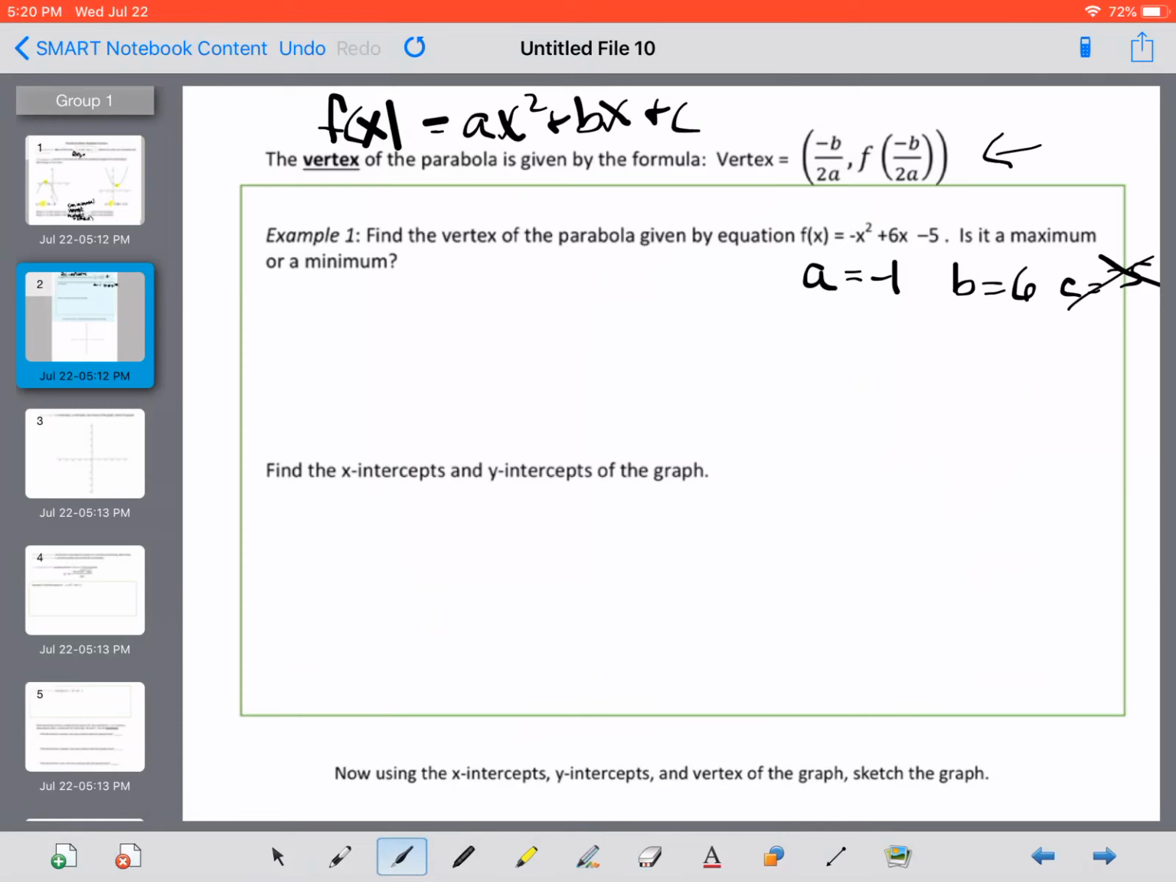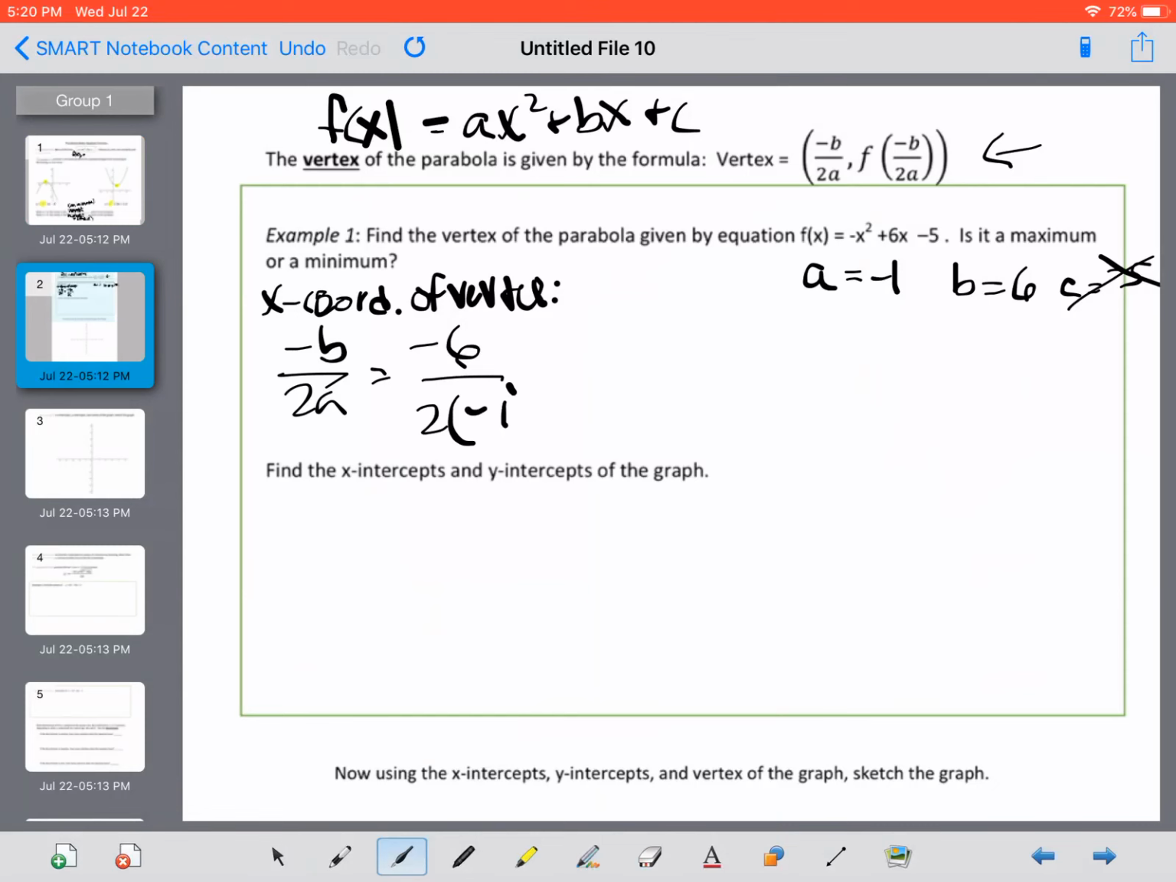Alright, so if we want to find the x-coordinate of the vertex, we just need to use that formula negative b over 2a. So that's going to be the opposite of 6 over 2 times negative 1. In other words, it's negative 6 over negative 2, and this simplifies to just positive 3.